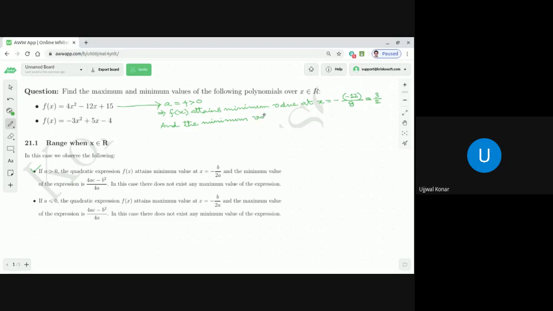And the minimum value is 4ac. So 4 into a, a is 4, into c. C is what? 15. 4ac minus b square. B square will be what? Minus 12 whole square divided by 4 into a, that is 4 into 4. So if you simplify it, you are going to get the minimum value equal to 6.